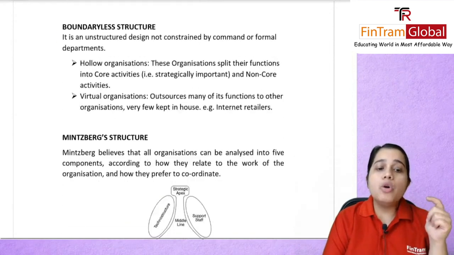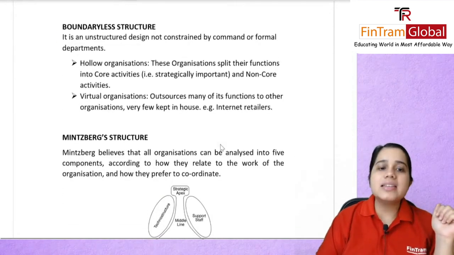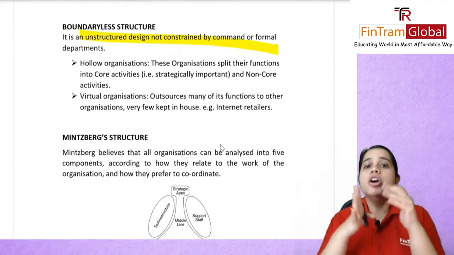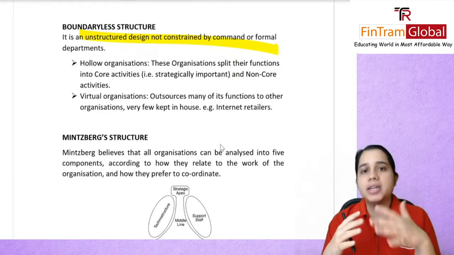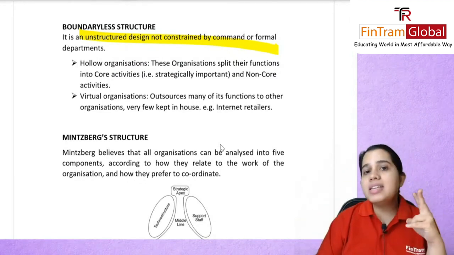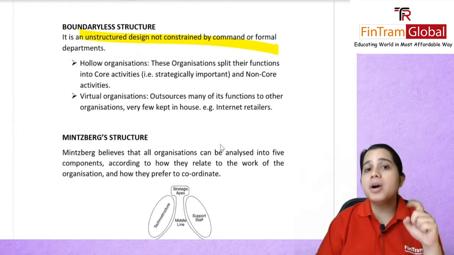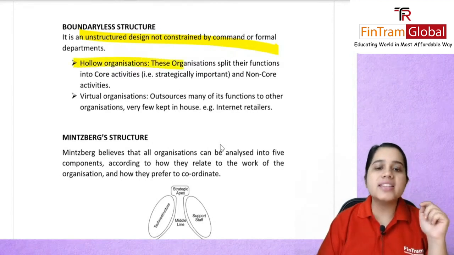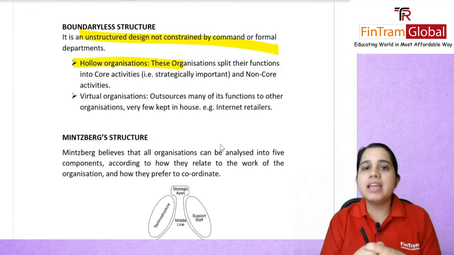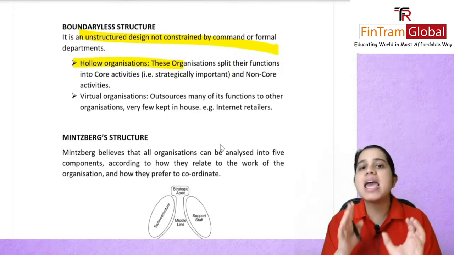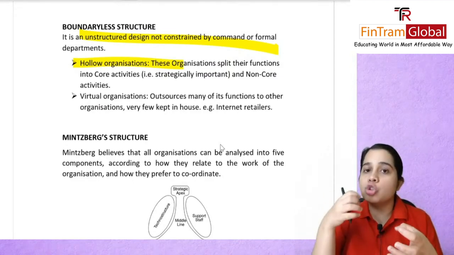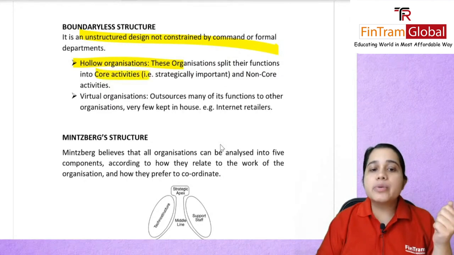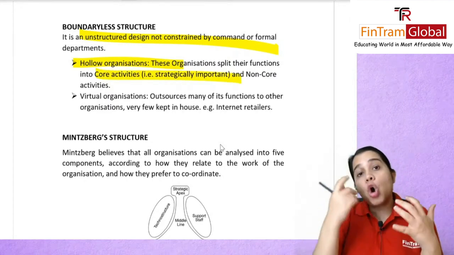Then we also talked about boundaryless structure. Now, it is an unstructured design that basically is not really constrained by any sort of a fixed form. So here we talked about two types of organization, if you remember. We had discussed hollow organizations and virtual organizations. So hollow organization, what did they do? They split their functions into their core activities and non-core activities. Now, these non-core activities are something that they will probably outsource. So your core activities are strategically important, and then you have your non-core activities.